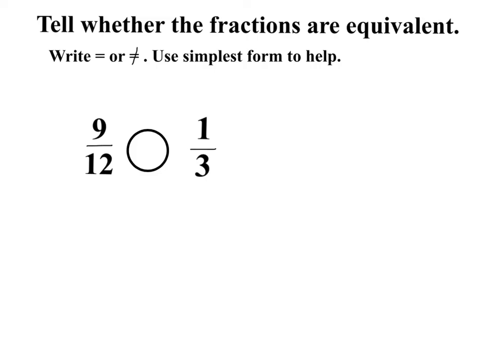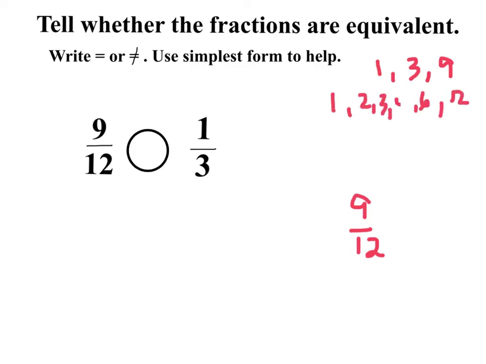Okay, for this one you should have simplified 9/12 by listing your factors of 9. My factors of 9 are 1, 3, and 9. My factors of 12 are 1, 12, 2, and 6, 3, and 4. So my factor that I can divide by is 3 because that's the greatest common factor. So 9 divided by 3 is 3. 12 divided by 3 is 4. So 9/12 equals 3/4.